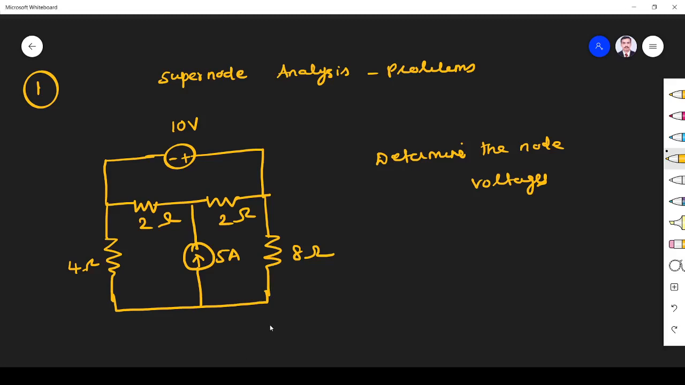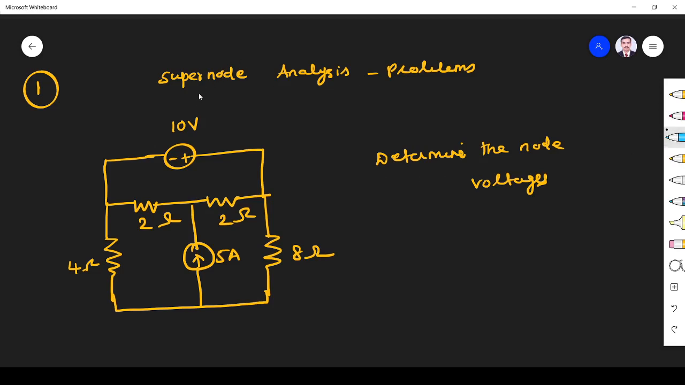Hi friends, in this session we will see problems related to supernode analysis. Let us see the first problem. Determine the node voltages in the circuit. So that's what the question is.